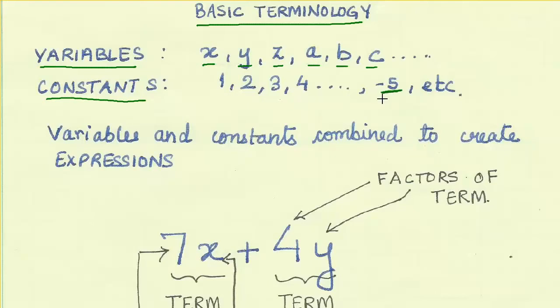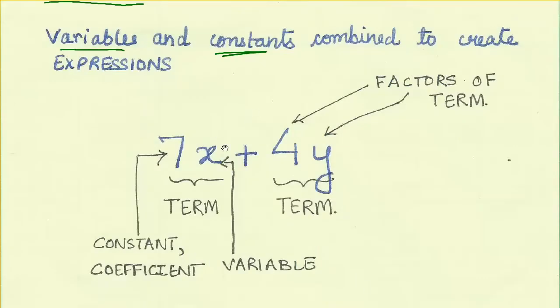Now, in order to understand how an expression is created, we have to realize the fundamental fact that we combine variables and constants to create expressions. And let us see an example of an expression and then try to dissect the various components of an expression. So here is an expression. The expression that we have is 7x plus 4y.